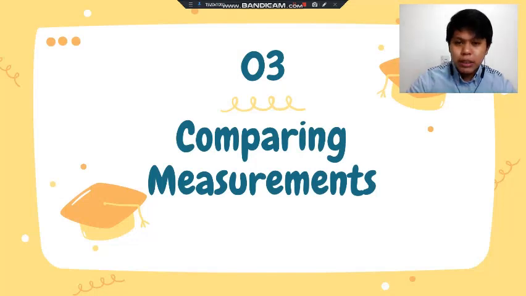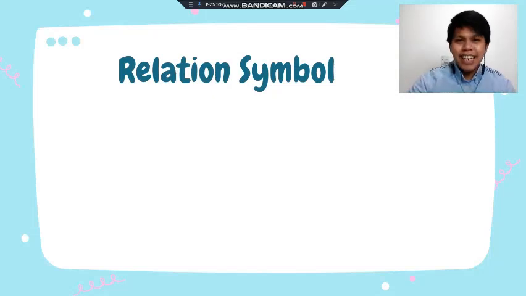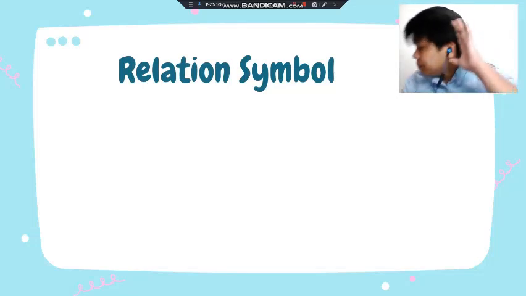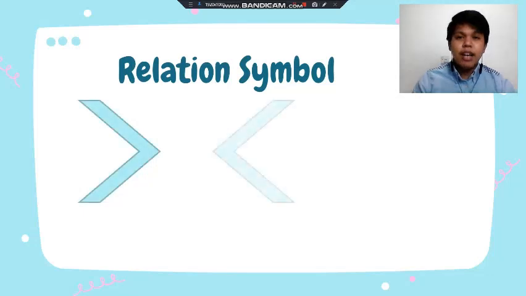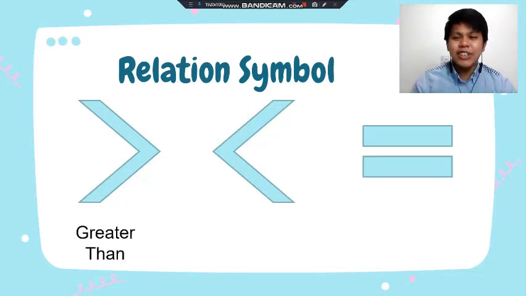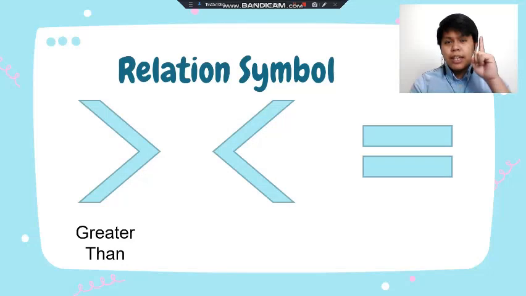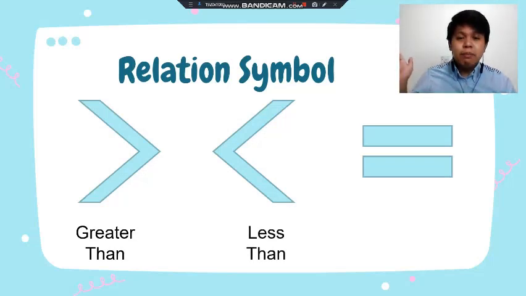Now let's move on with our lesson. Comparing measurements. Remember, class, when we are comparing, we need the relation symbol. What are the 3 relation symbols? Very good. So we have our 3 relation symbols. One is the greater than. Always remember, it is pointing at the right. Next is the less than. It will always be pointing at the left. And equals.